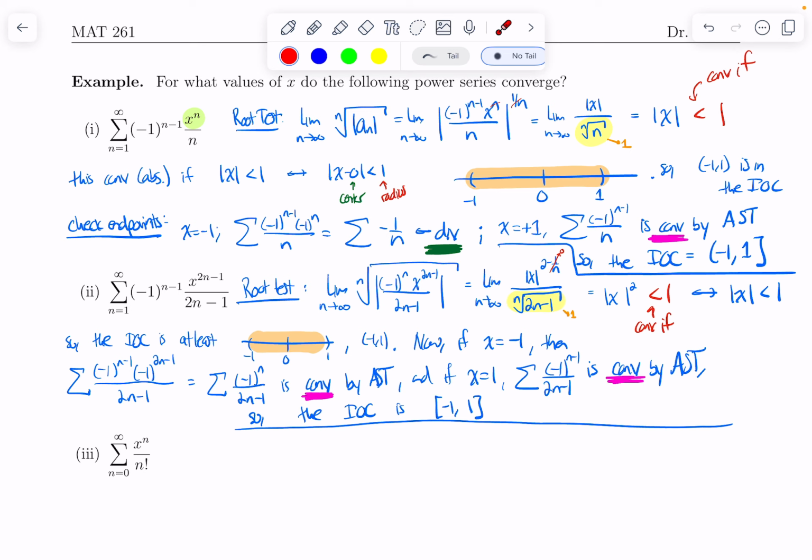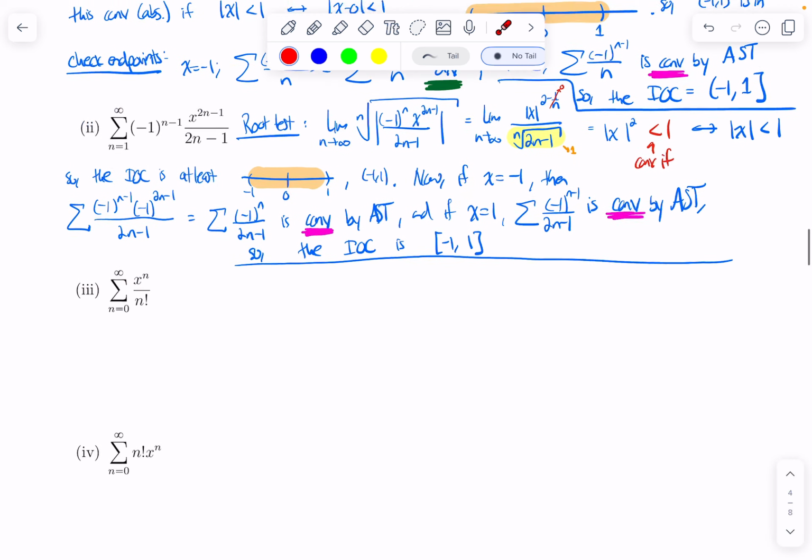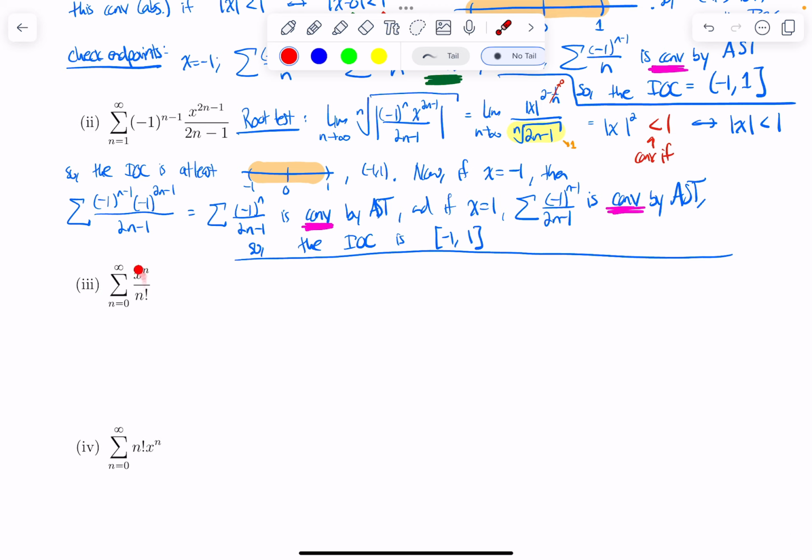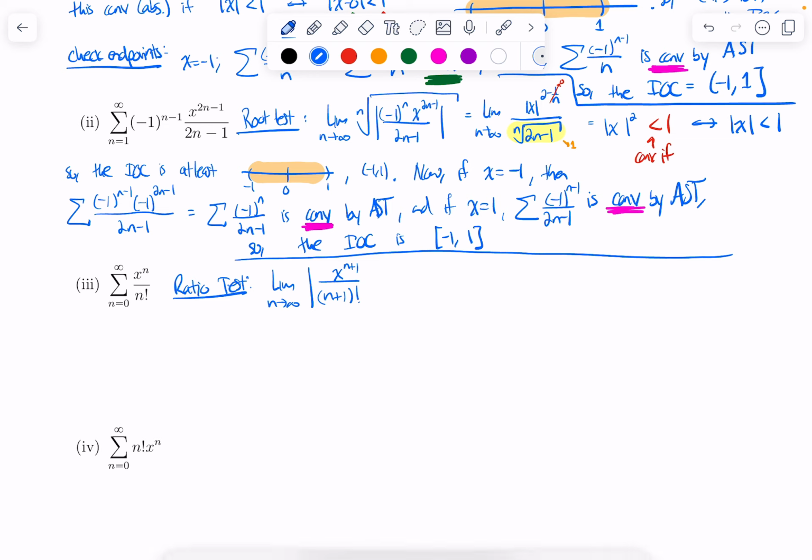Let's do two more examples, because these will highlight some weird edge cases we need to care about. So here I have the series x^n over n factorial. Because I see a factorial, the root test is out of the question. We're going to hit this with the ratio test. Here I'm going to look at the limit as n goes to infinity of the absolute value of a_(n+1) over a_n, where a_(n+1) is x^(n+1) over (n+1) factorial, divided by a_n, which is just keep, change, flip. It's going to give me n factorial over x^n.